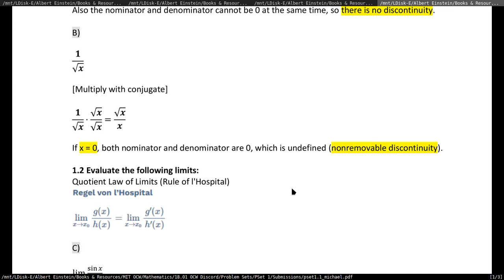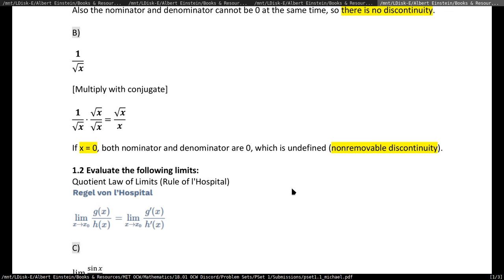What I thought was that you can have a removable discontinuity, that's the circle, or you can have an asymptote. The non-removable is only if you cannot factor it out, and I think you cannot really do that here, so that's why I wrote non-removable discontinuity. But if that's wrong, then is this correct?